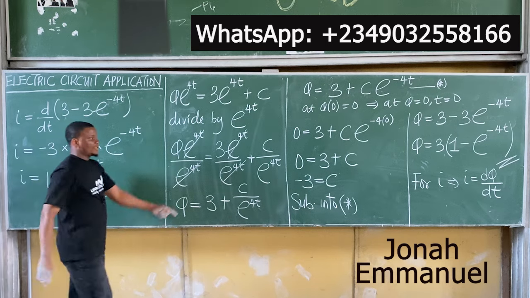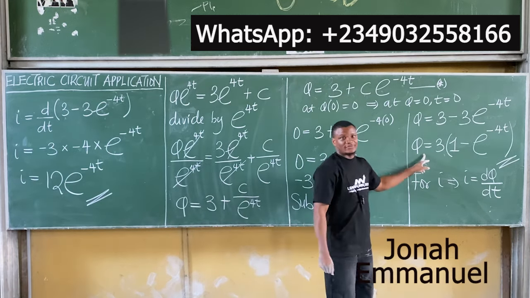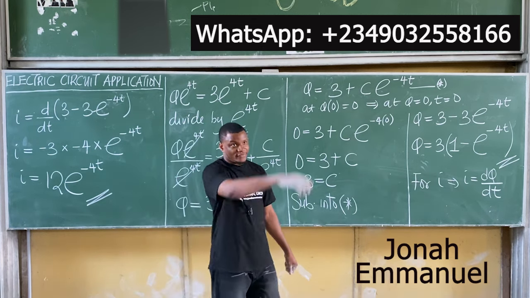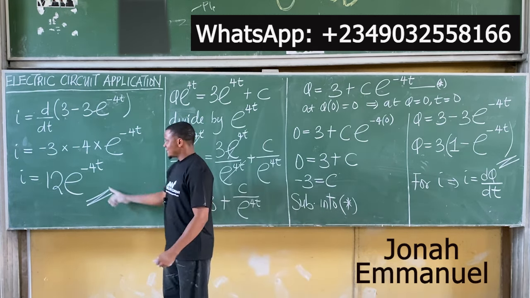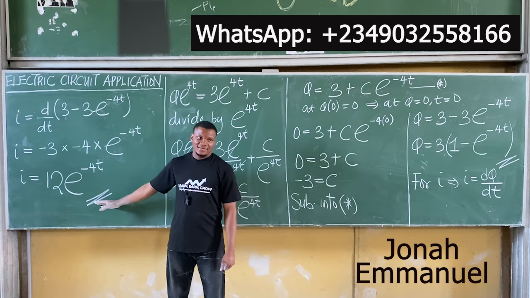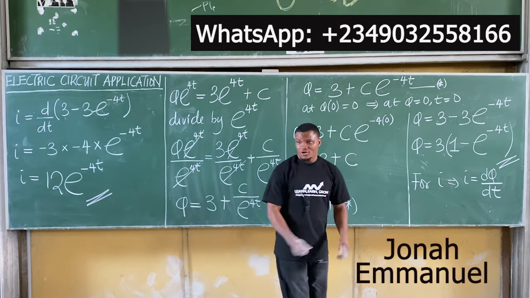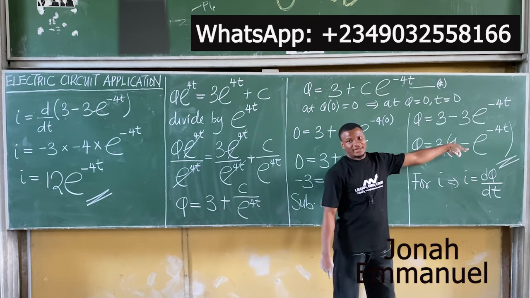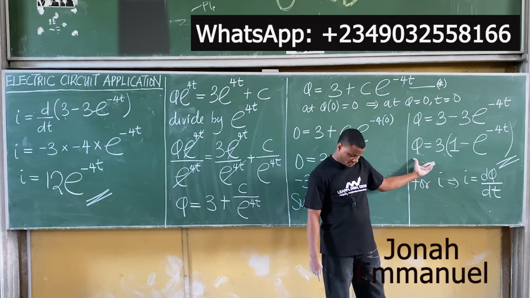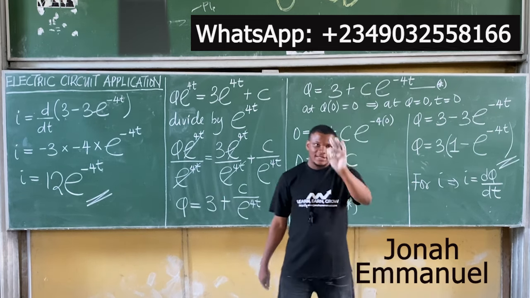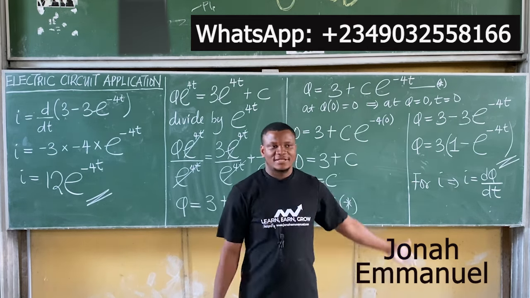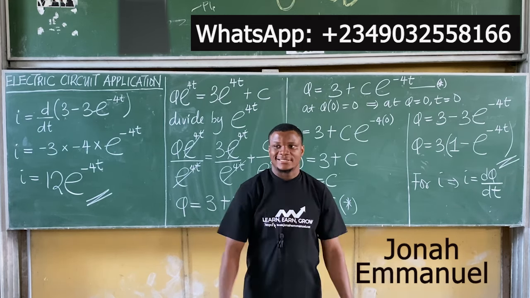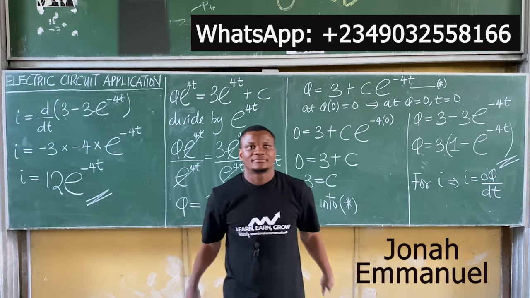So basically, this is the charge you were asked to find, and this is the current you were asked to find. That's how you solve this. They say find the current at t equal to some value: put the value in and you have an answer. Find the charge at t equal to some value: put the value there. For charge, what will be your unit? Coulomb, that's C. So basically, this is how you solve this question. This is how the RC series circuit works.